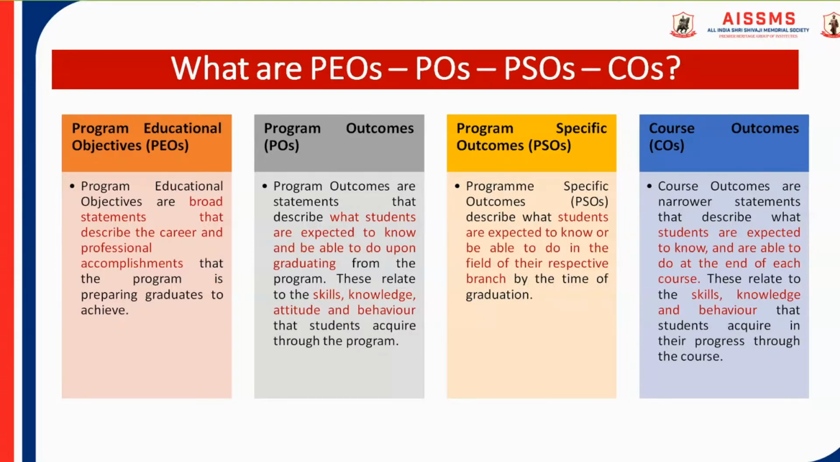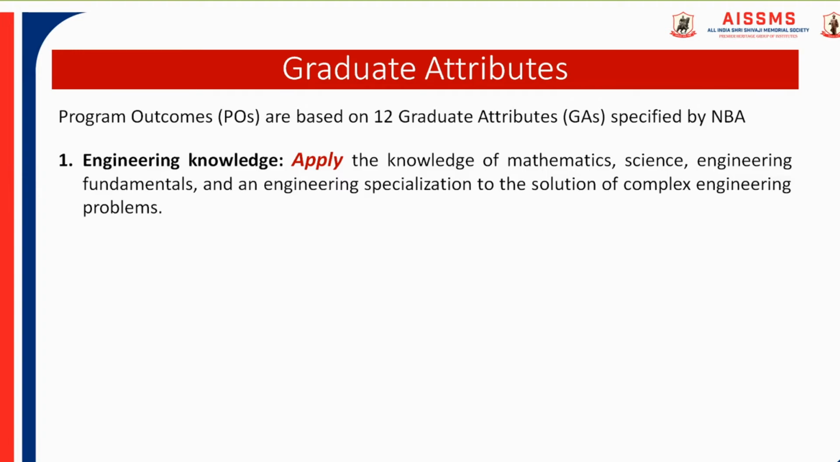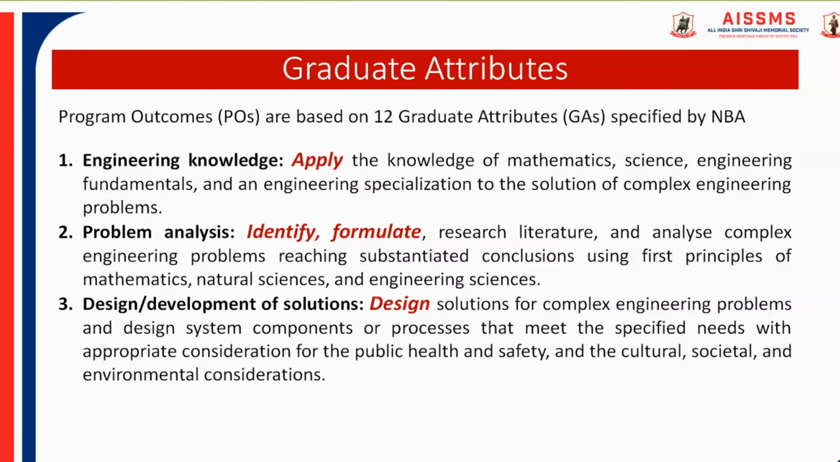Moving on to the graduate attributes. As I said, these might already have been discussed, but they are of immense importance whenever you design a particular course. As shown in the previous diagram, the graduate attributes play an important role when you design the program outcomes. The program outcomes are based on the 12 graduate attributes specified by NBA. The first is engineering knowledge. The student should be able to apply knowledge of mathematics, science, fundamentals, and engineering specialization to the solution of complex engineering problems, with cultural, societal, and environmental considerations.